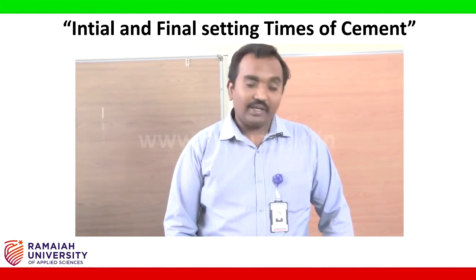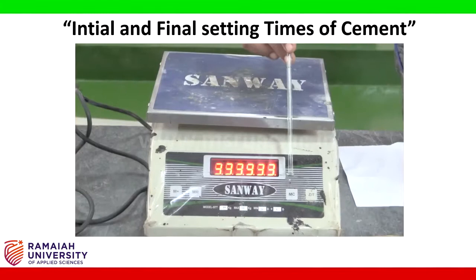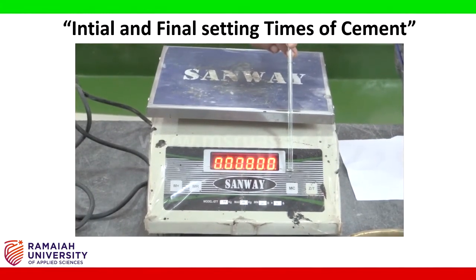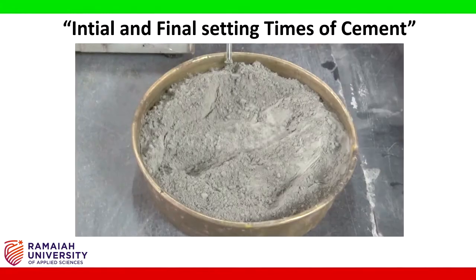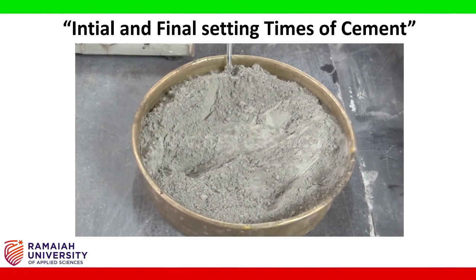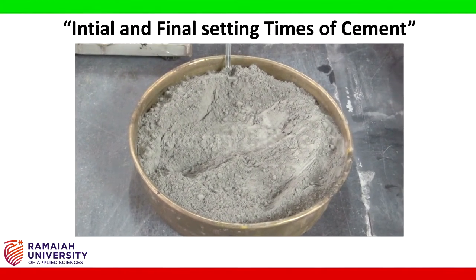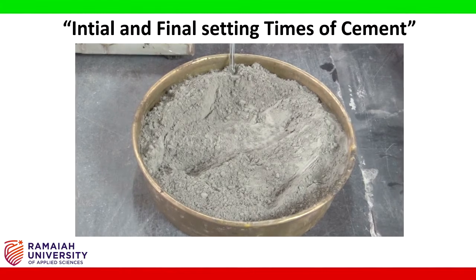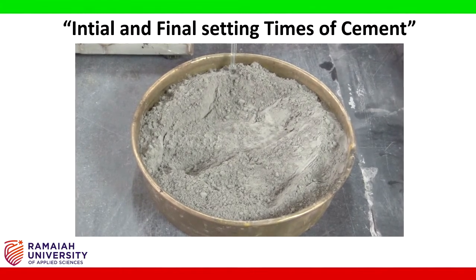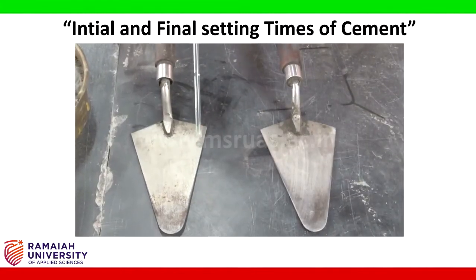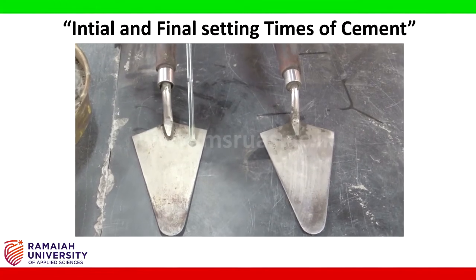Let us go with the apparatus required for this particular experiment. One is a weigh balance of 1 gram accuracy. I take the cement sample. So, here we should mention what is the type of cement. What I am taking here is the ordinary Portland cement, 53 grade. I am taking the mixing gauges and a tray for mixing.